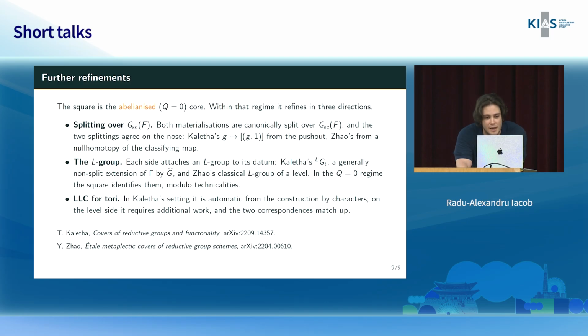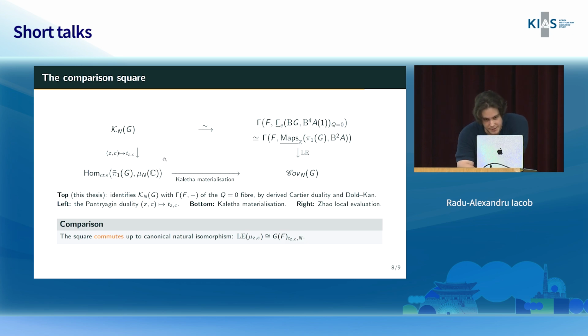So in both settings, I think Tasho is a bit more concerned with a splitting over GSC of F. But the point is you can extract a splitting on both sides. So you can promote this to a map into Cover split or something, that comes with the same category, but also with a splitting. And then these two splittings also match up.